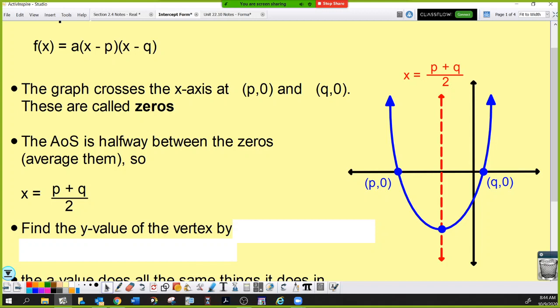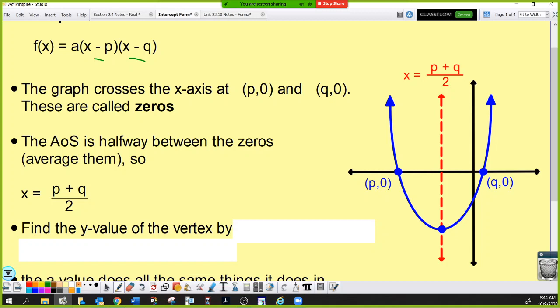Negative 1 plus 9, 8, divided by 2, 4. Axis of symmetry would be at x equals 4. It always works. Notice the form of the equation looks like this: this is always a minus and this is always a minus. Of course, P or Q or both could be a negative number, so you'd have minus and negative, which creates a plus.